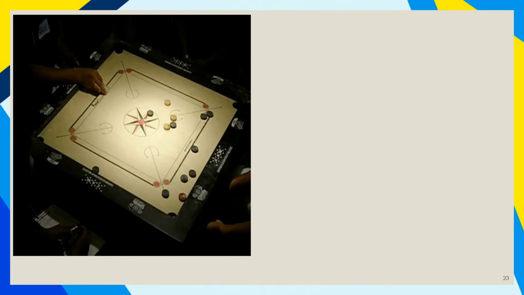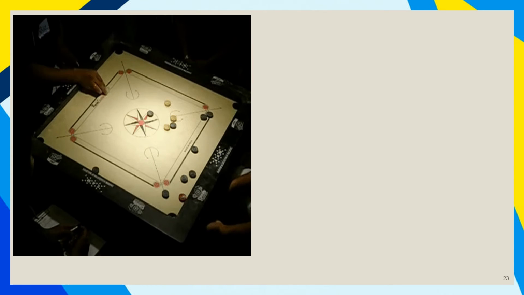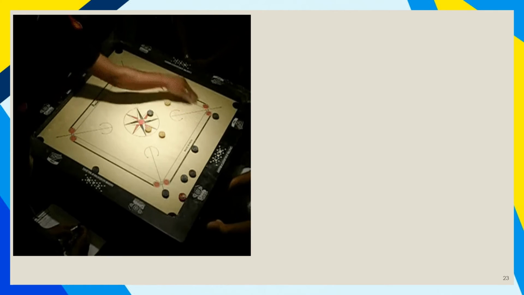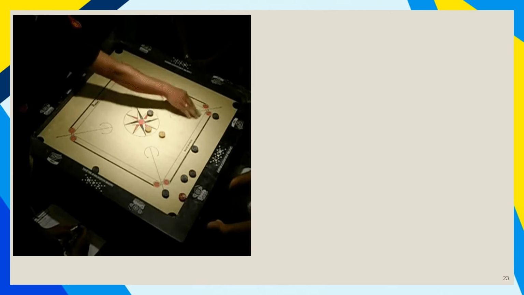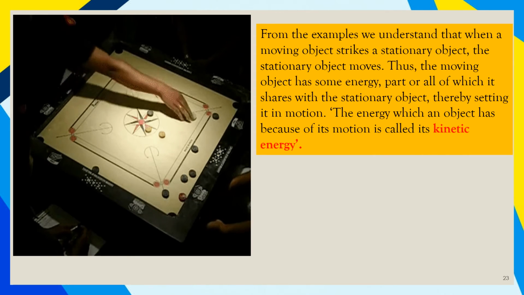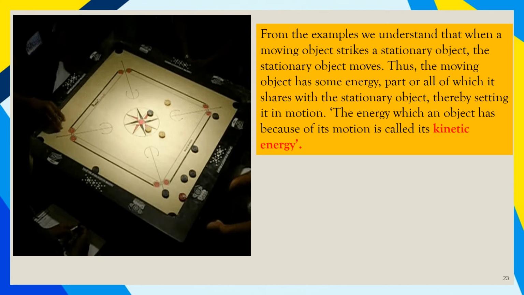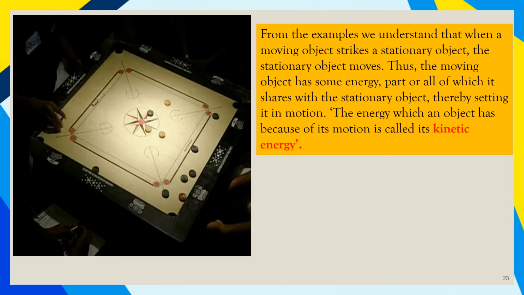Another example here is a carrom board. In a carrom board also, the coins that we have are still, they do not move. We make use of the striker and we move the coins that are there. So here also we are applying force, we are applying energy, which helps the coins to move. So from the examples, we understand that when a moving object strikes a stationary object, the stationary object moves. Thus the moving object has some energy, right? It has energy, only then is it moving.